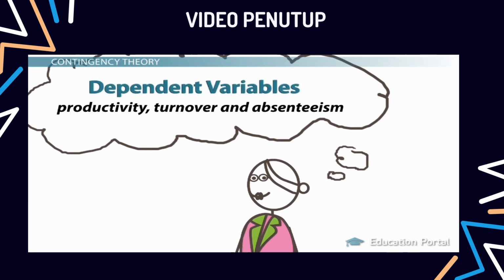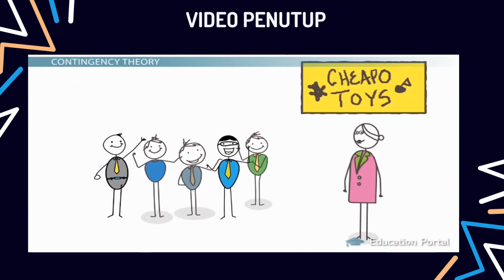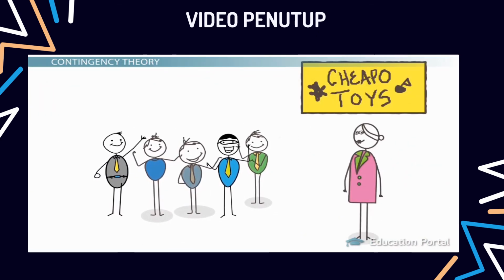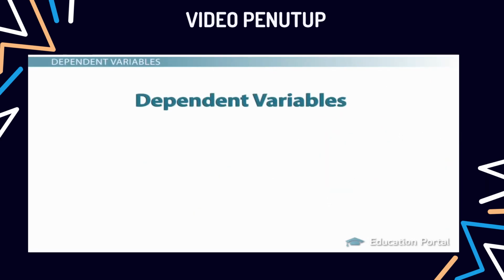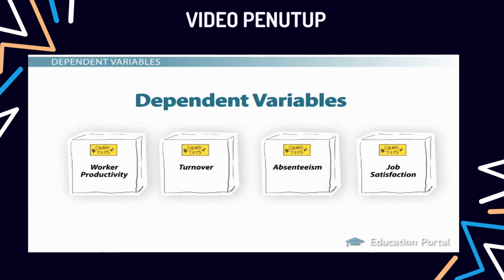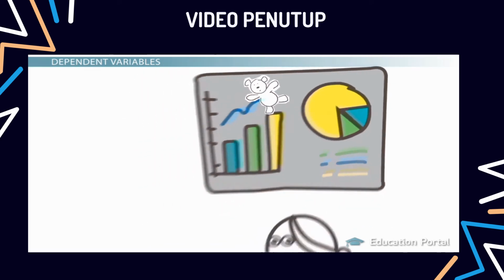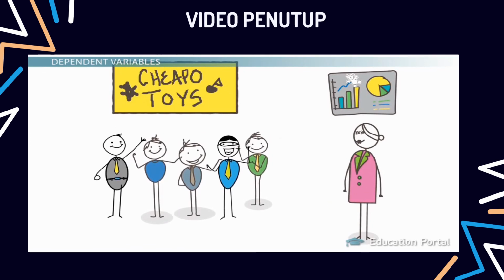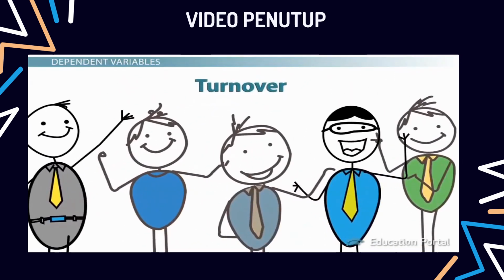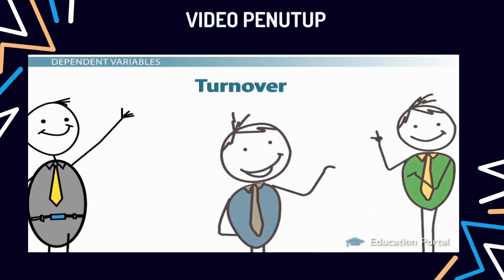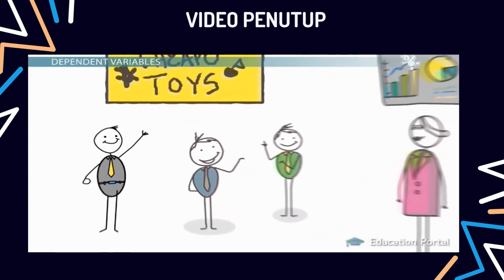Let's take a look at a real corporate example of how the contingency theory is significant to organizational behavior. Dependent variables are affected by independent variables. Cheapo Toys wants to know what can affect worker productivity, turnover, absenteeism, and job satisfaction. The company would like to find ways to make workers increase their daily production rate of toys. Managers at the toy company also would like to decrease turnover, or workers quitting or leaving for other positions. Lastly, many workers are constantly absent due to calling out sick.